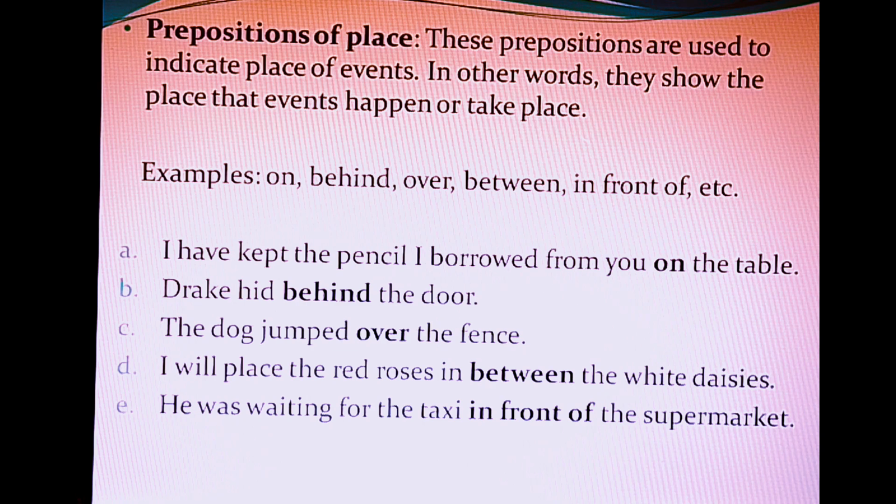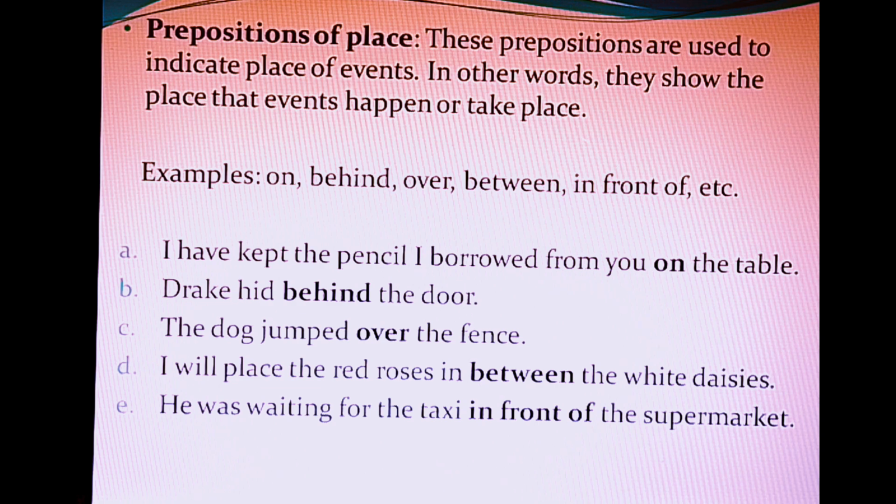The third sentence is, the dog jumped over the fence. Still in past tense, a past statement. The word over is our preposition of place here. Over the fence. And the fourth sentence is, I will place the red roses in between the white daisies.